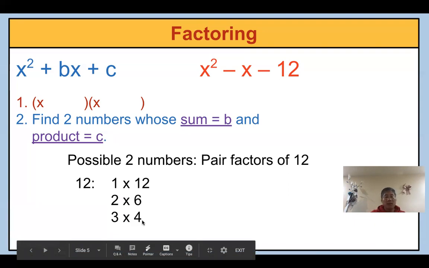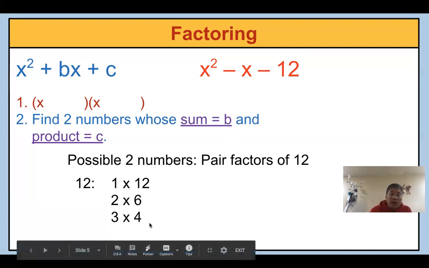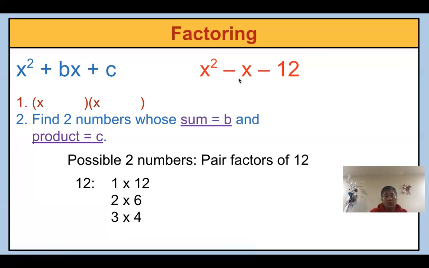Among them, when you multiply, it becomes negative 12. So to make the number negative, one of them must be negative, and the other one must be positive. Just remember this. And then what should you think? Now when you add the two numbers, it must be negative 1. So the bigger number must be negative.